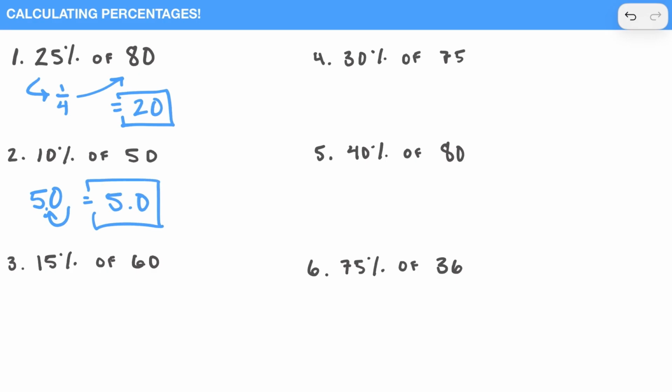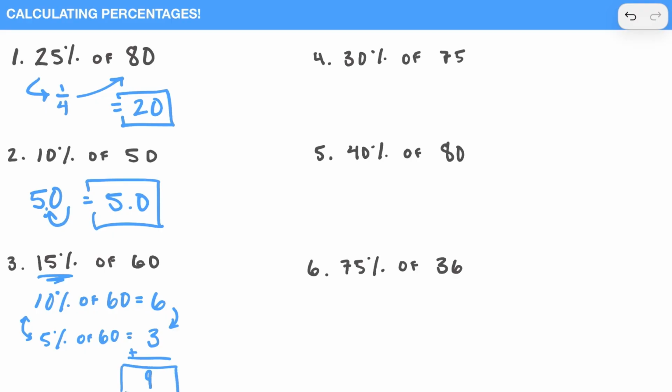Number 3, 15% of 60. Kind of continuing off of number 2 here, I'm going to apply something similar. I know that 10% of 60 is equal to 6. Now, if 10% of 60 is 6, then 5% of 60 must be equal to 3, because it's just half of 6. Now, we're looking for 15%, and I know in 10 and 5%, I can just add these together, and now I know that 15% of 60 is equal to 9. It's easy as that.